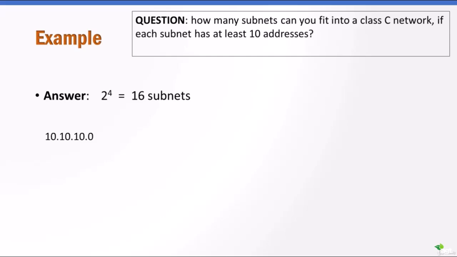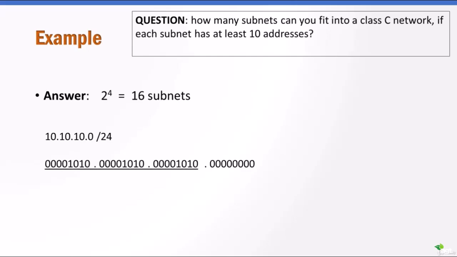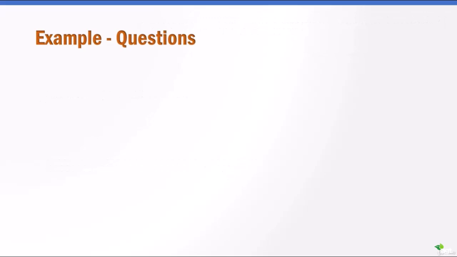Let's say we started with 10.10.10.0/24, of course. So in binary format, that would look like this. If the first 24 bits are the network portion, and we use the last 4 bits for our host portion, we're left with 4 bits for the subnetting portion. In total, that's 16 different subnets with 16 addresses per subnet. Now we're going to take this answer and these 16 subnets that we have right here, and we're going to look at some further questions.